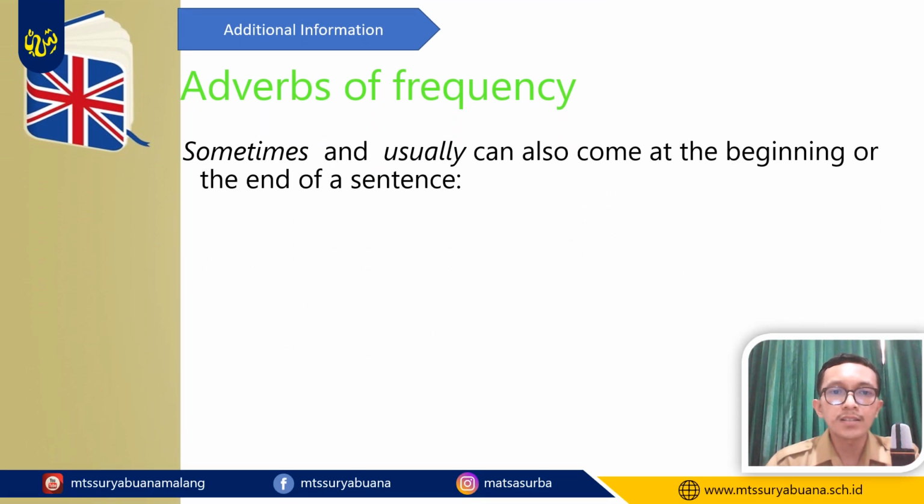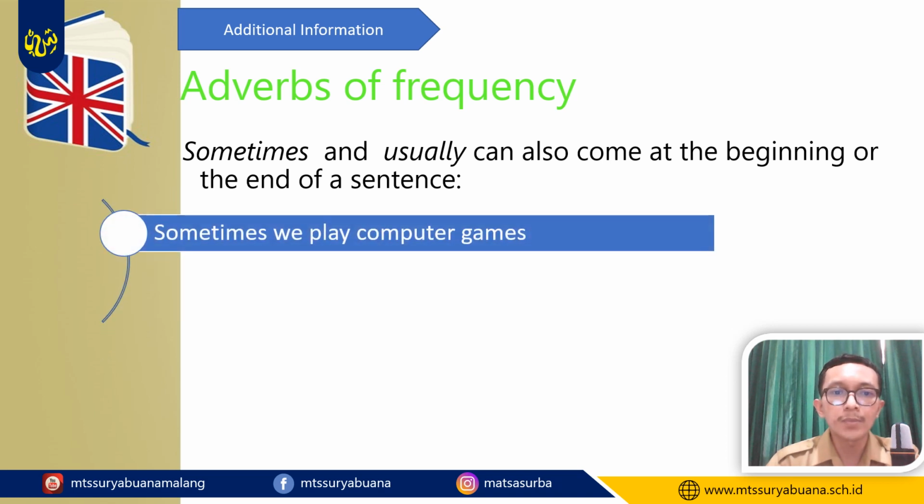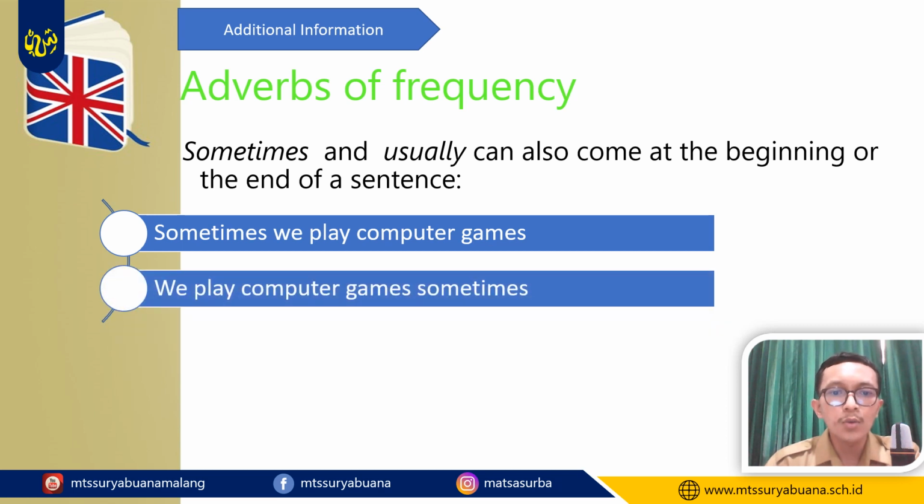Okay, this is the additional information about adverb of frequency. Sometimes and usually can also come at the beginning or the end of the sentence. For example, sometimes we play computer games, but we also can say that we play computer games sometimes.